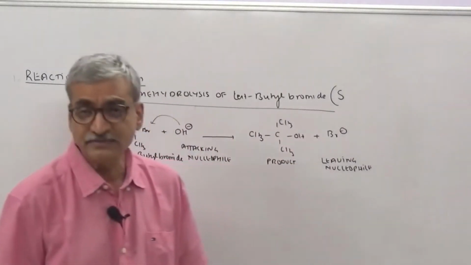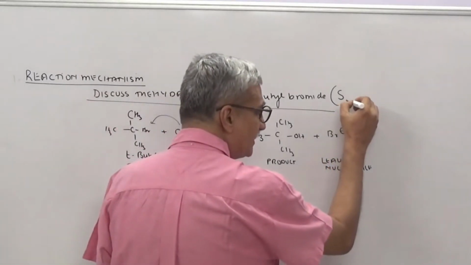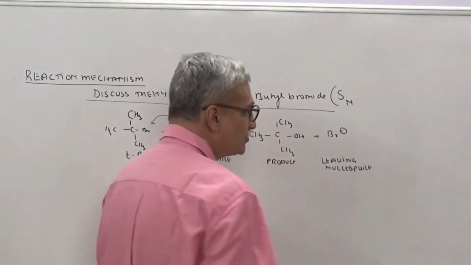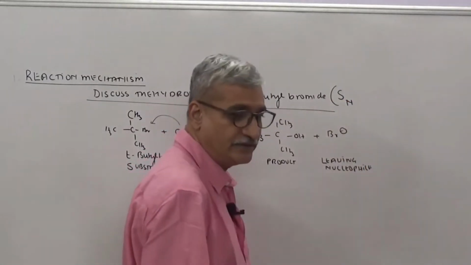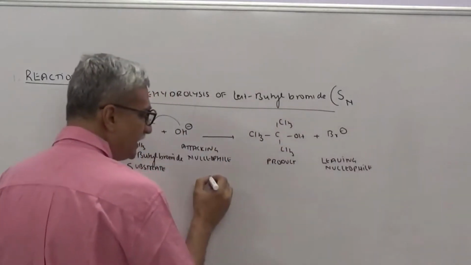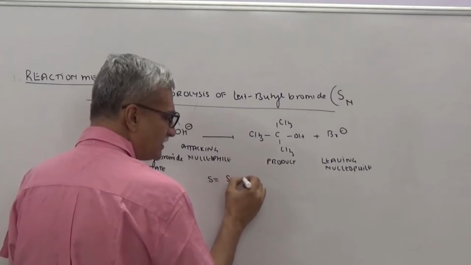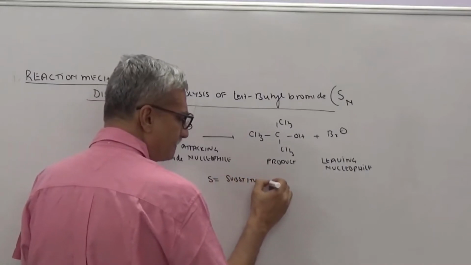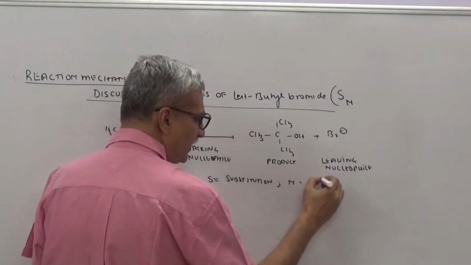Now substitution can be done by either a nucleophile or an electrophile. Here the substitution is being done by a nucleophile. So you have a subscript N. S stands for substitution, N stands for nucleophile. You have to write that: S stands for substitution and N stands for nucleophile.